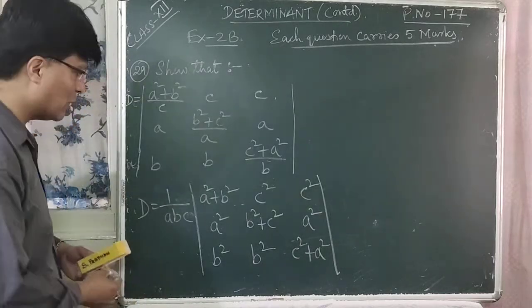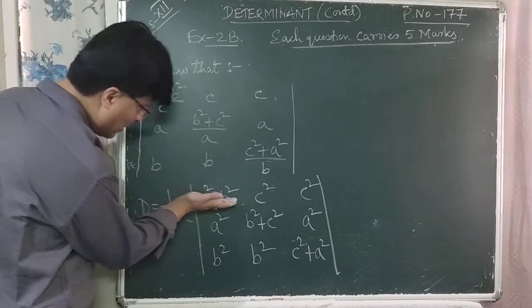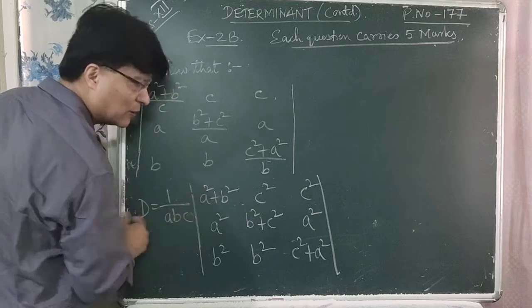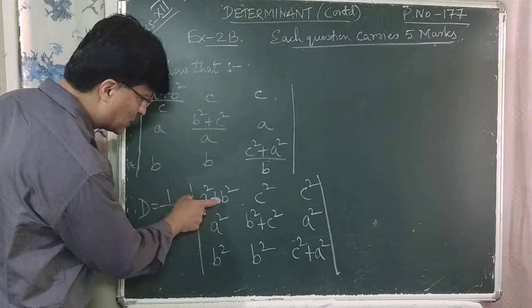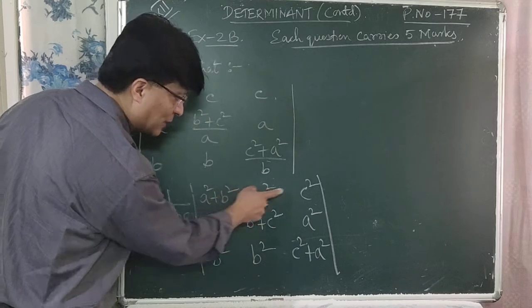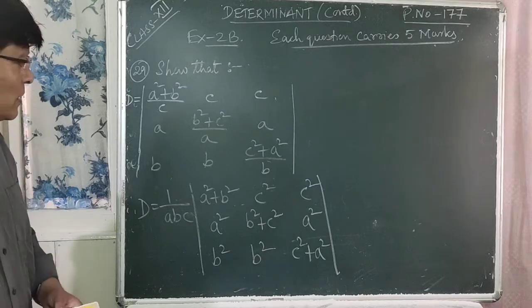So what will you do here now? If you do R1 dash is equal to R1 minus R2, let's see what happens. A square gets cancelled, B square. Here C square gets cancelled, we get minus B square, and this will be C square minus A square. It will be quite easier, isn't it?